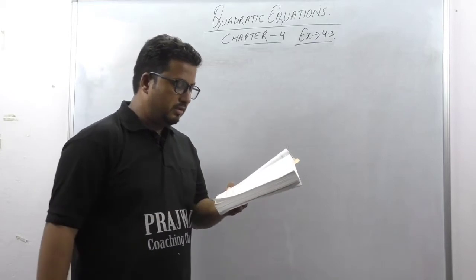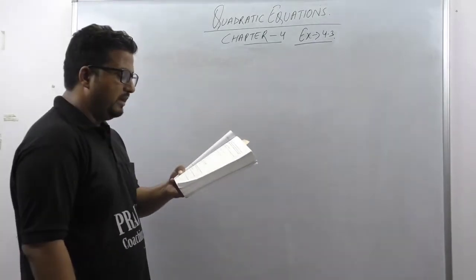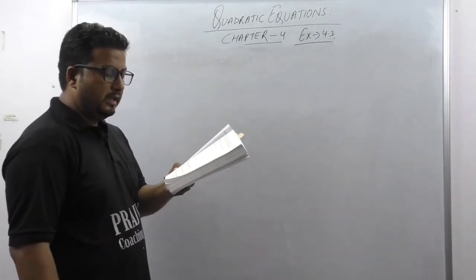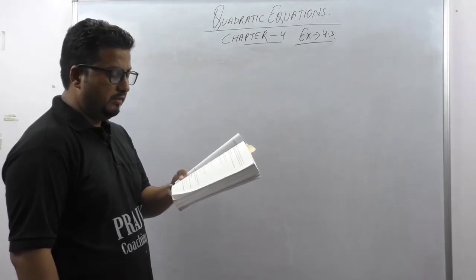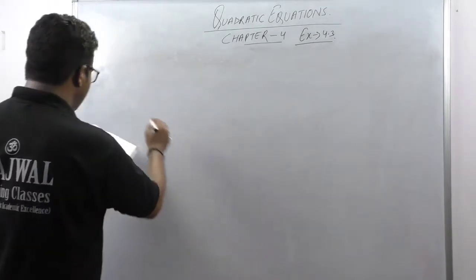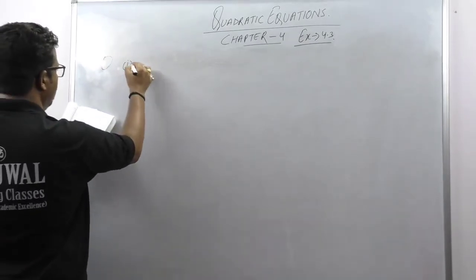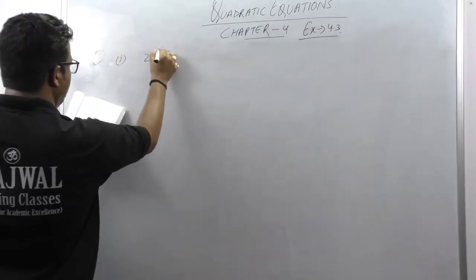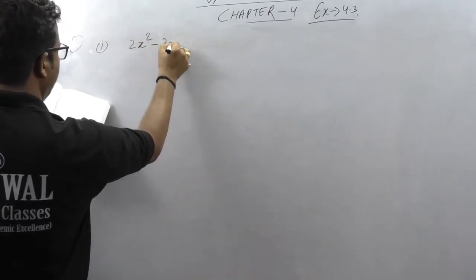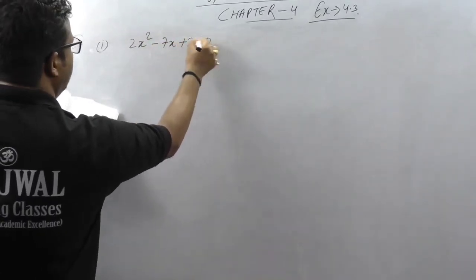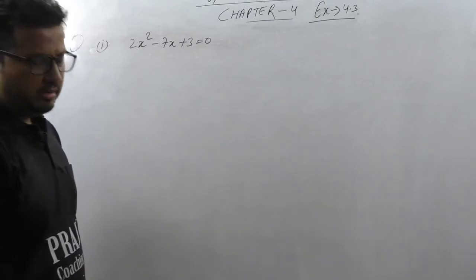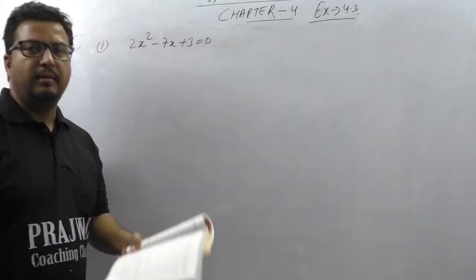In the first question, it is given: find the roots of the following quadratic equations, if they exist, by the method of completing the square. If you notice, in exercise 4.3, question number 1, first part, it is given 2x square minus 7x plus 3 equal to 0, and we have to solve this question by the method of completing the square.